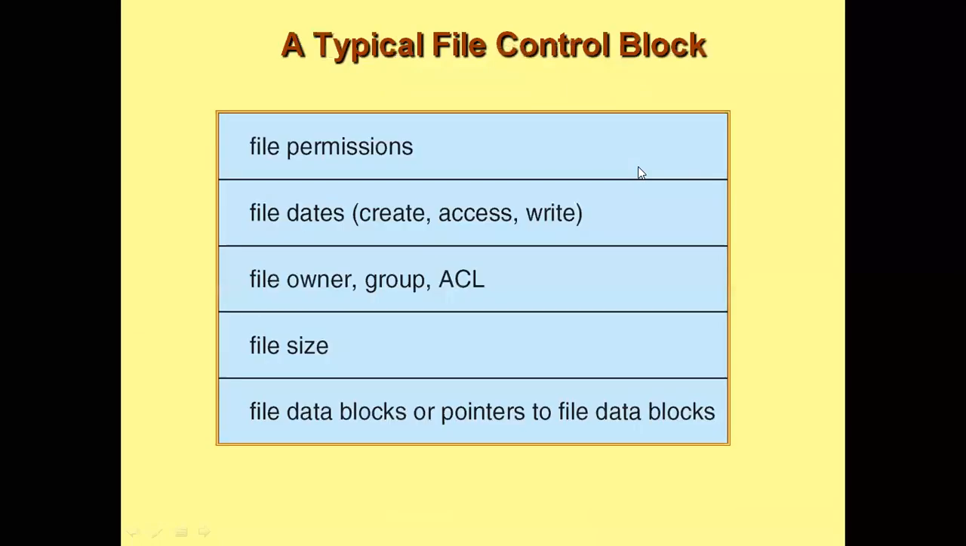Moving on to the contents of the file control block. As I said, a file control block is created for each of the files that are opened by any of the processes. It contains file permissions, the dates of the file with respect to create, access, and write, file owner information, group and access control list, and the size of the file. And as I said, the file is divided into blocks, so the file data blocks, or pointers to each of the file data blocks, are present in the file control block.